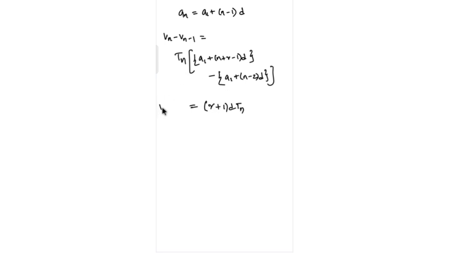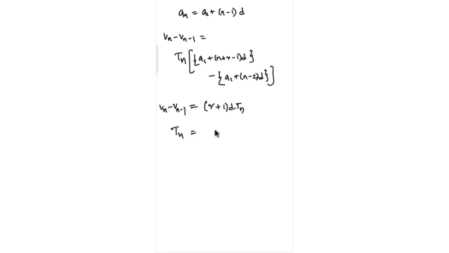I hope you guys are understanding. So it is equal to Vn minus Vn minus 1. Basically we have just put the value of an, which is a1 plus n minus 1 into d. The values we have are an plus r, so instead of n we put n plus r, and the other term is an minus 1, so instead of n we put n minus 1, and we evaluated this and found the simplified version, that is r plus 1 into d into Tn.